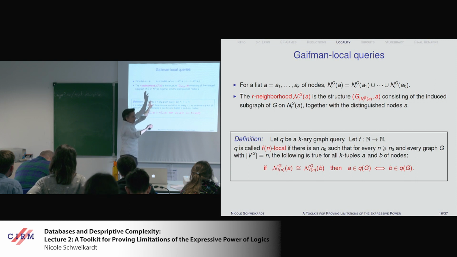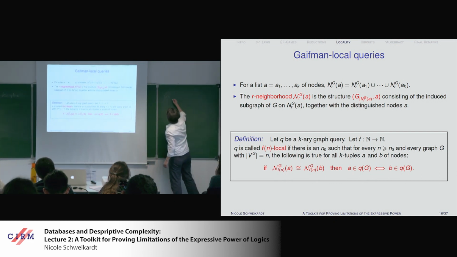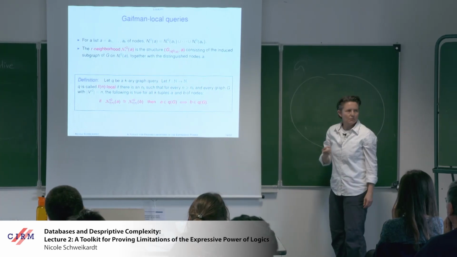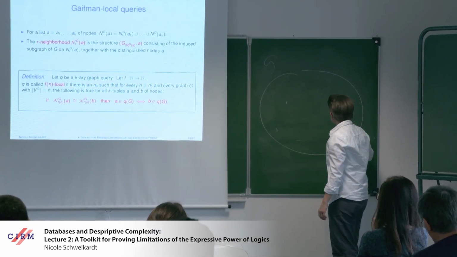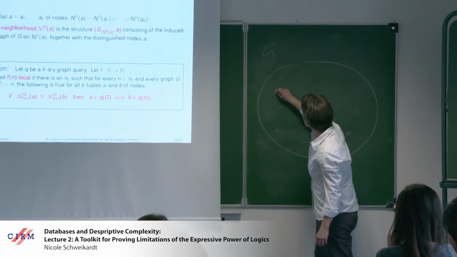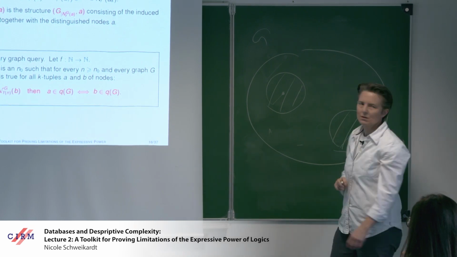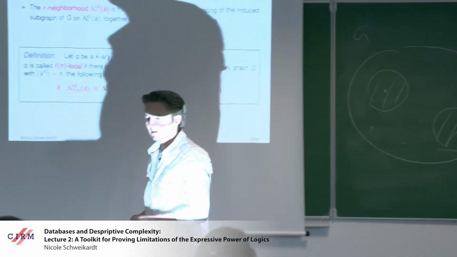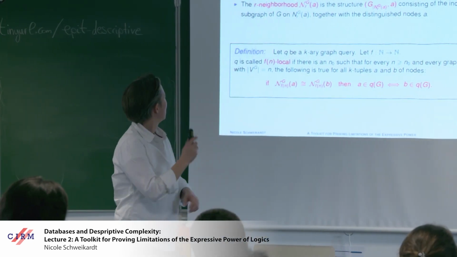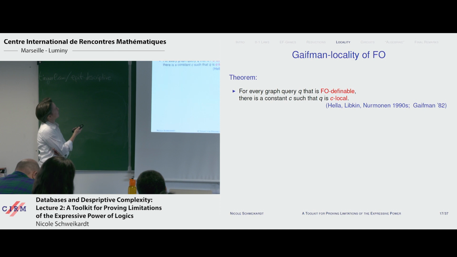And the idea of this locality notion is, you have this graph, and for arity k equals 1, if you have this node and that node, and their local neighborhoods look exactly the same, then this node is in the result if and only if that node is in the result. Okay, and what is known? These results are called Gaifman locality results.